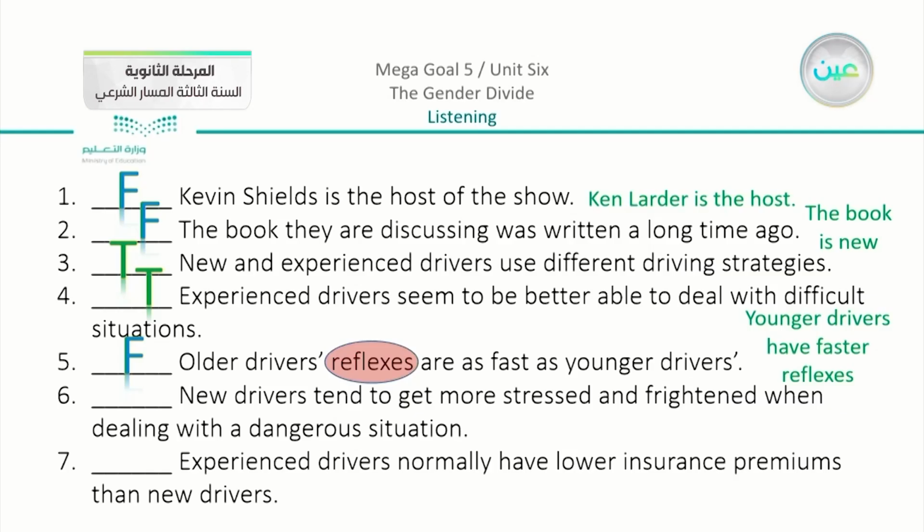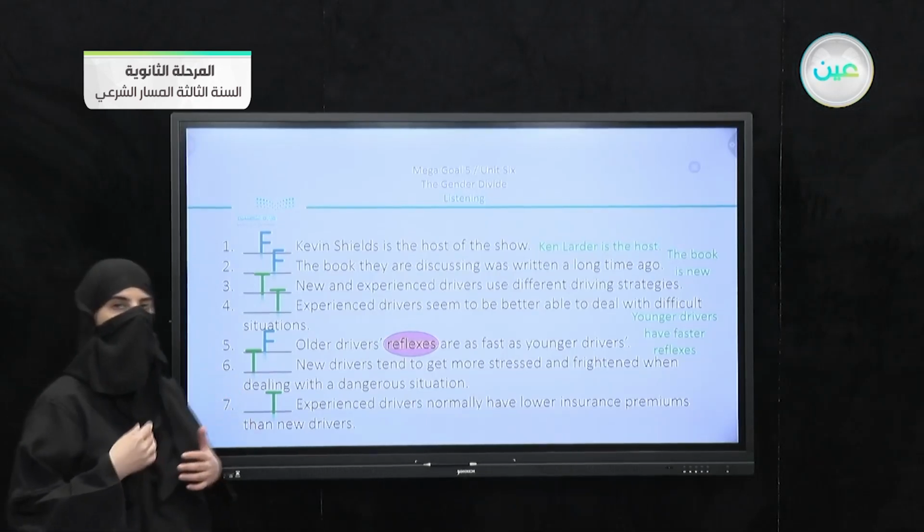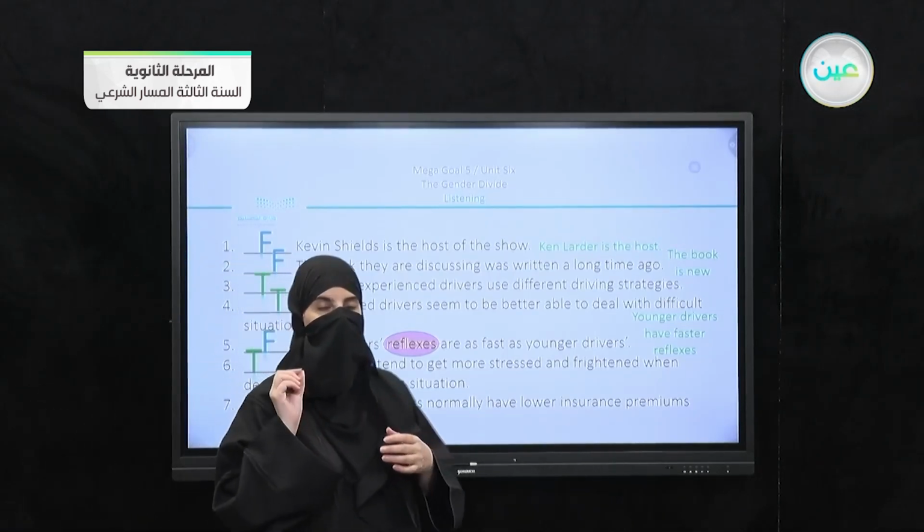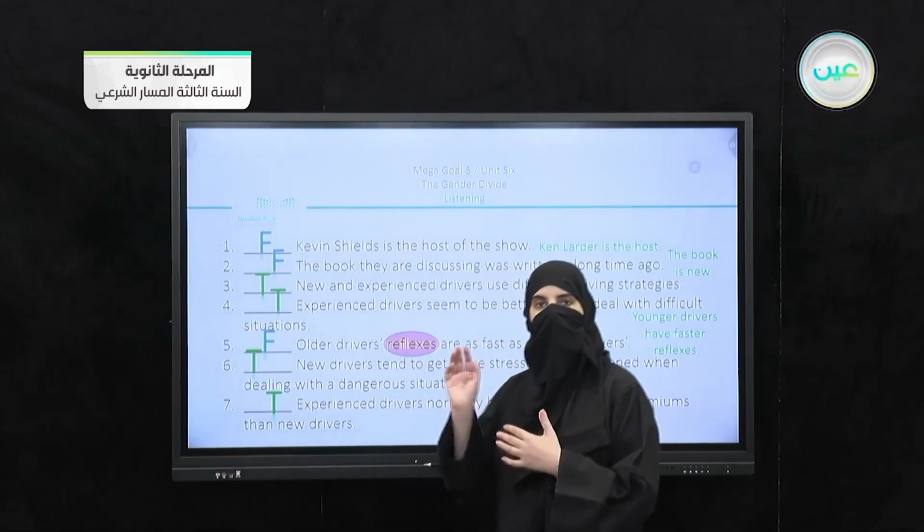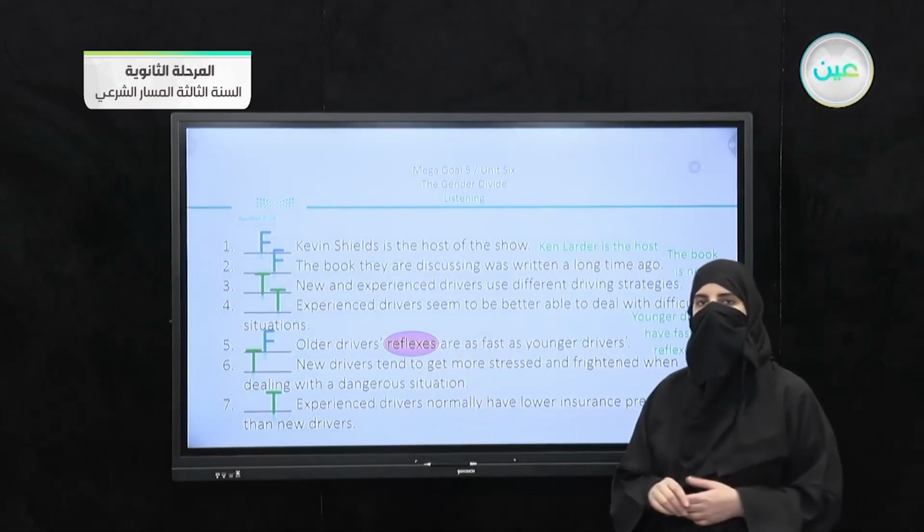Number six, new drivers tend to get more stressed and frightened when dealing with dangerous situations. So based on number five, this one is true. We have the last part, number seven, experienced drivers normally have lower insurance premiums than older drivers, and this one is also true. So we have these sentences. I hope that you just check your answers and make sure to correct the false statements as we have been asked in the book.